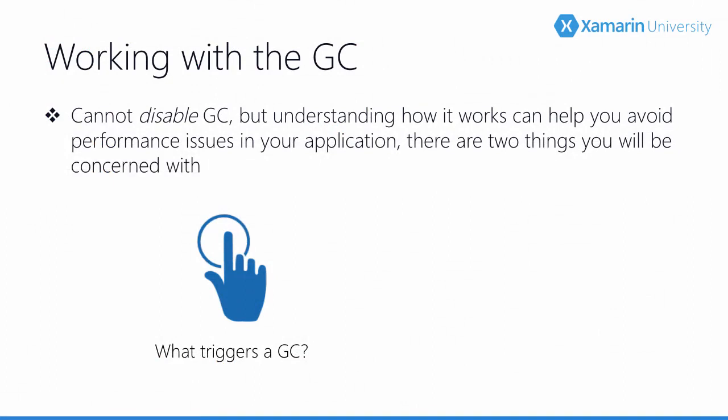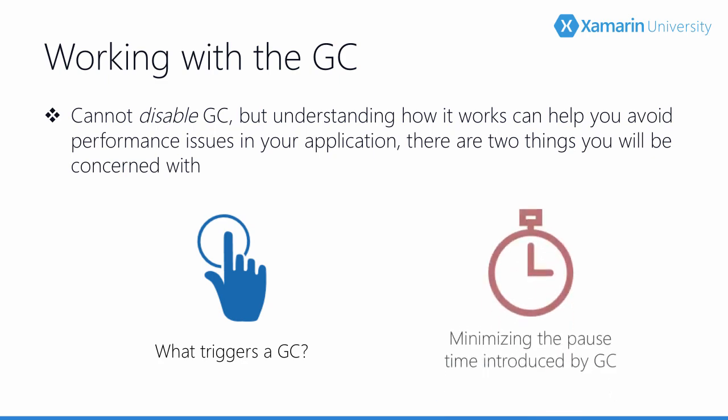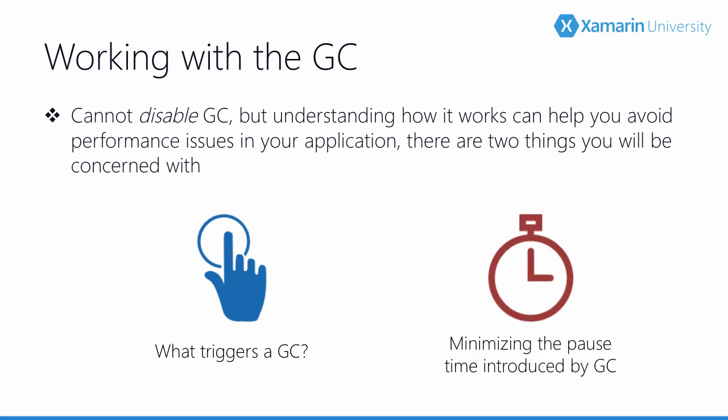Now that you've seen the GC system at work, it's helpful to dive a little bit under the covers to see a couple of characteristics of it so that you can write your applications more efficiently to work with the GC system rather than against it. There's really two things that you're going to be interested in. The first thing is, what triggers a GC? When does a GC actually occur, and how can we predict that? The second thing is, we want to reduce the time it takes to actually perform a GC.